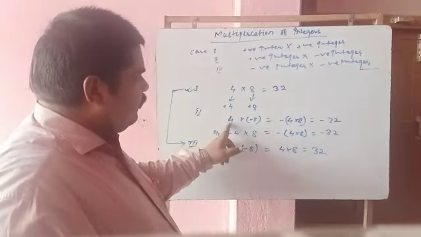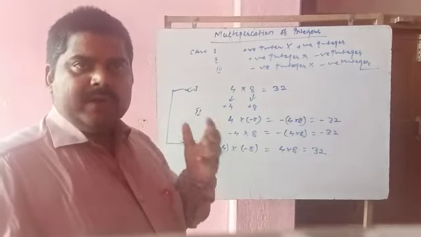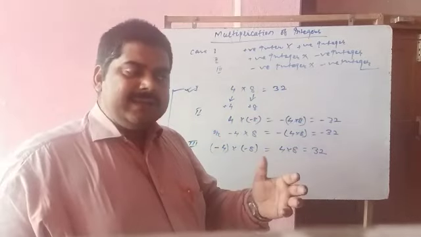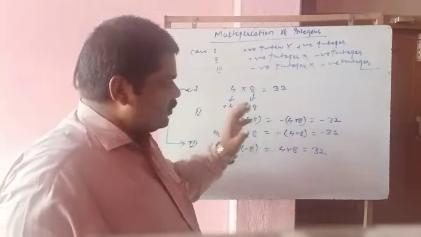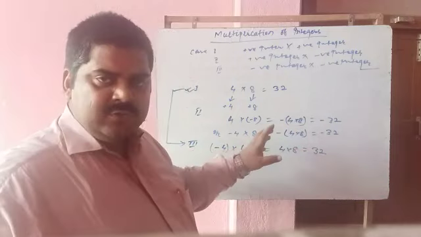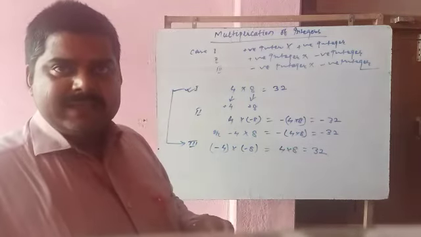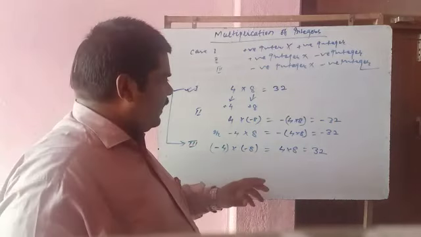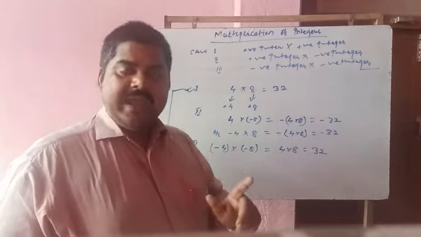But when the signs are opposite, one positive and the other negative, you multiply the absolute values of the integers and put the negative sign before the result.